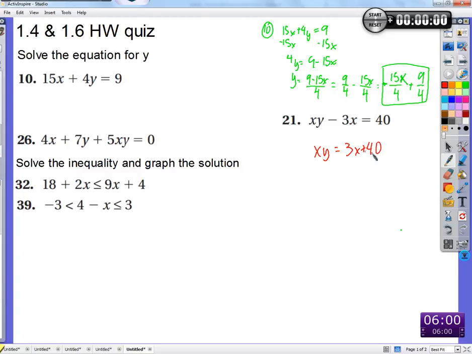Okay, here we are. Back focused on this problem. We got a number times y, right? x represents a number, it behaves just like a number, it divides like a number, it adds like a number, and so on. So a number times y equals something. Same thing as up here. So how are we going to get y by itself? Divide by x. Okay, x's cancel. y equals 3x plus 40 over x.